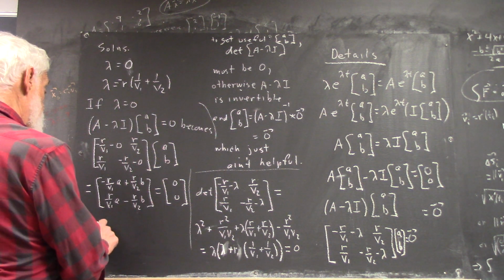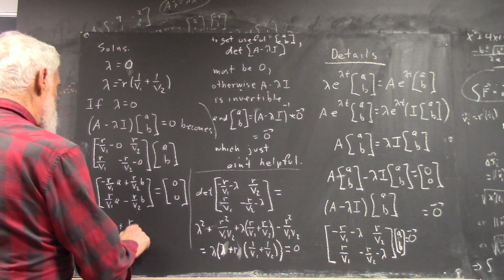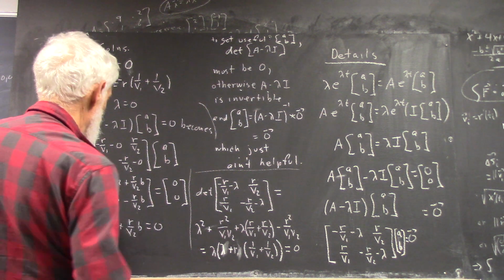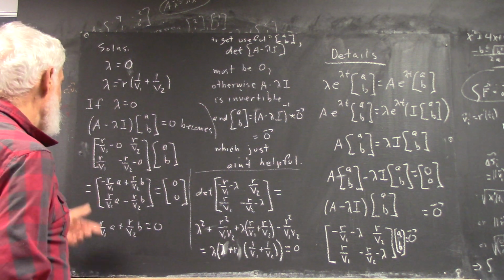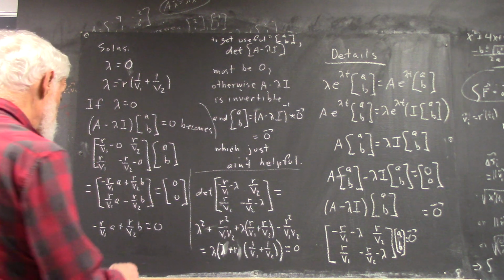That's something that should sort of ring a bell, that should come back to you. So anyhow, we get the equation then, negative R over V1 A plus R over V2 B equals 0. And then another equation which is just R over V1 A minus R over V2 B equals 0 with the same solution.